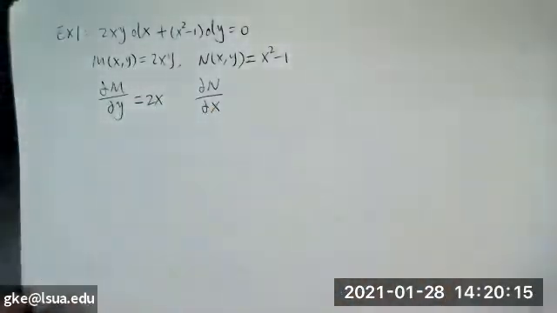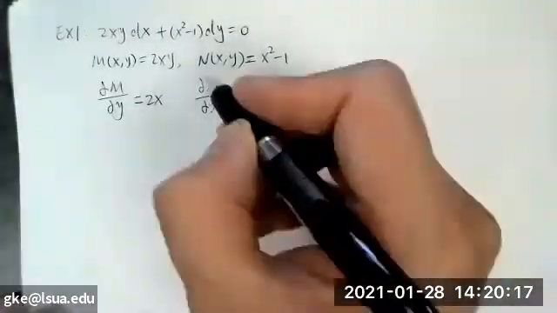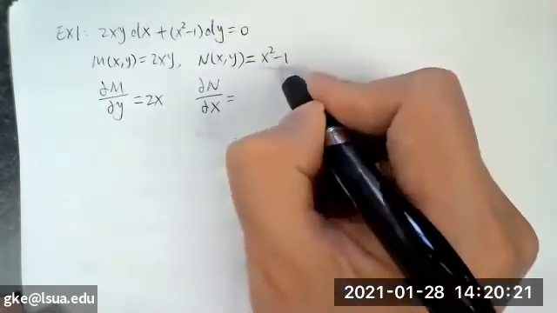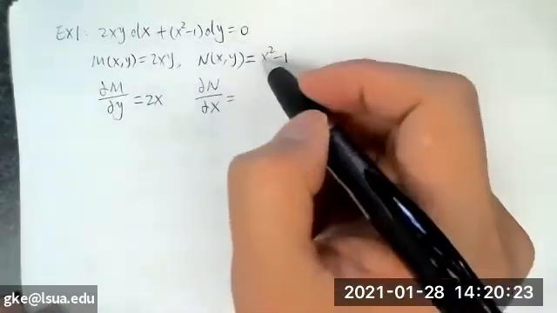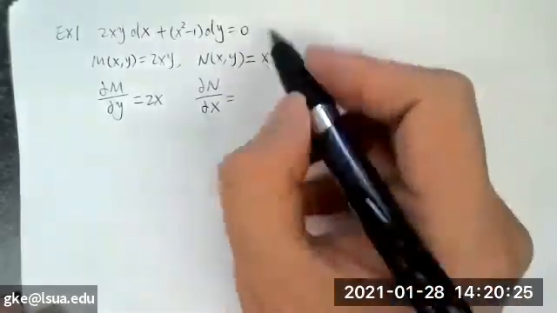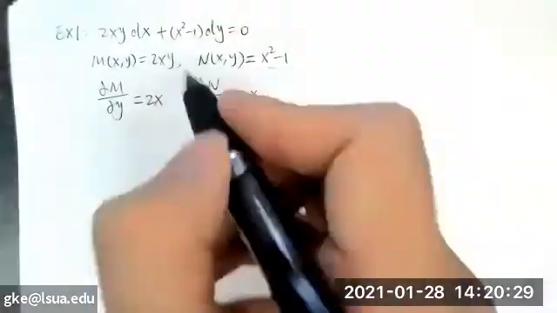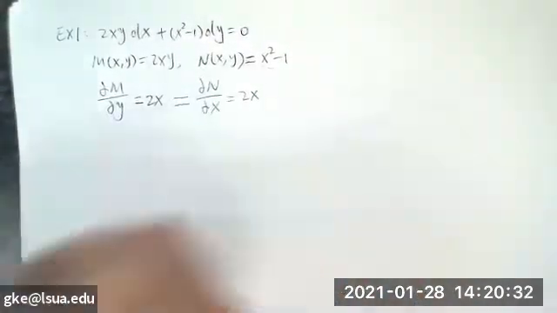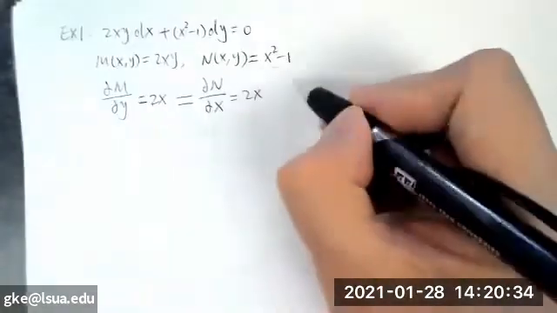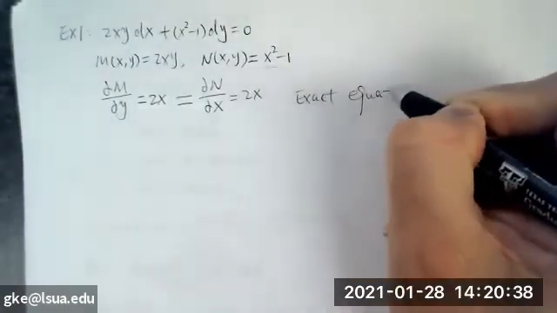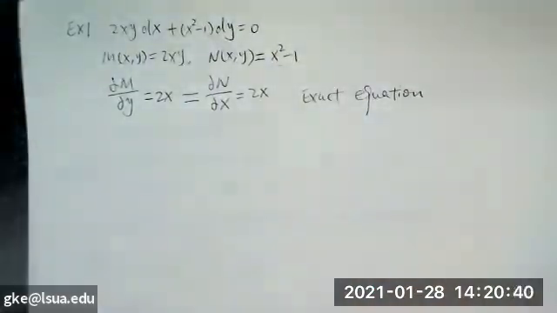Partial N over partial x. We do the derivative with respect to the variable x, and keep the other terms as a constant, that is 2x. Good. We can see these two are equal to each other. That is an exact equation. We get the first condition is satisfied.